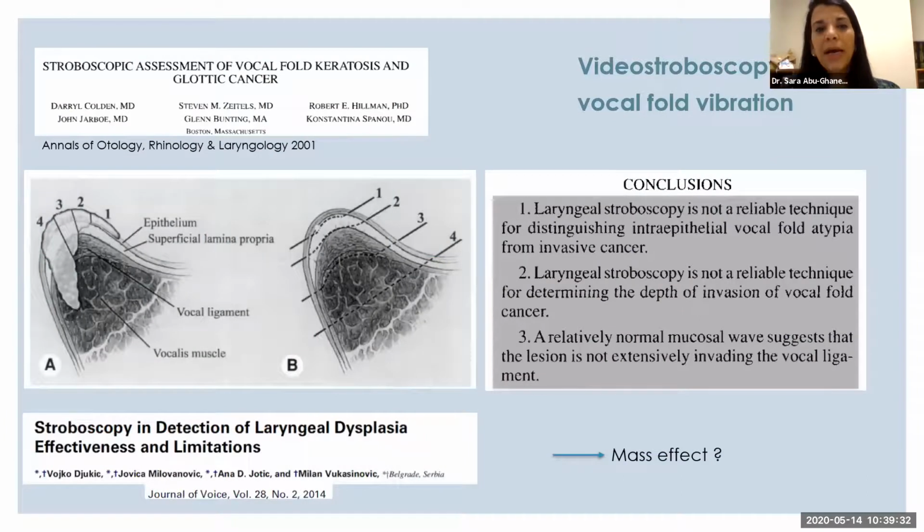Others actually said different or found different results and actually suggested that stroboscopy is not really a reliable tool. Some of them said, explaining that, basically saying that it's just a mass effect. If the leukoplakia, just imagine a thick leukoplakia lesion, of course, that will affect the mucosal wave, and it's not necessarily because it's invading the mucosa or invading to the muscle or the basement membrane. It's just because it's just a mass effect, and that's all it is. So we need to keep that in mind too.